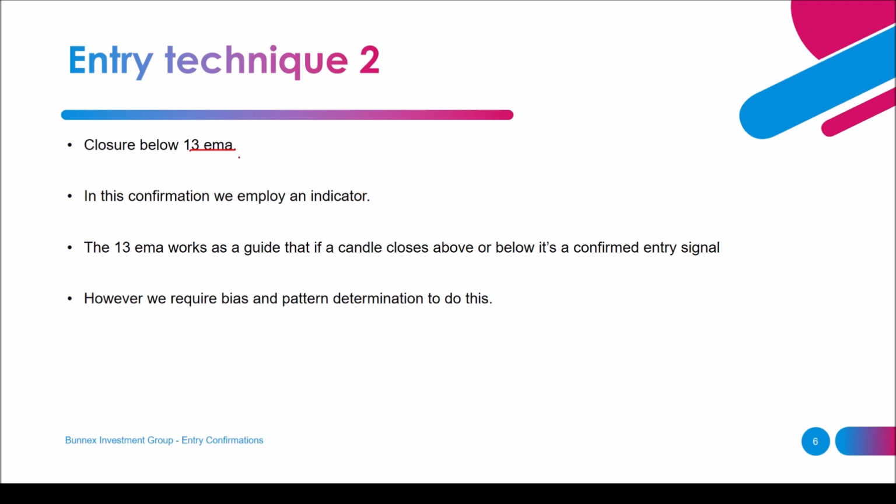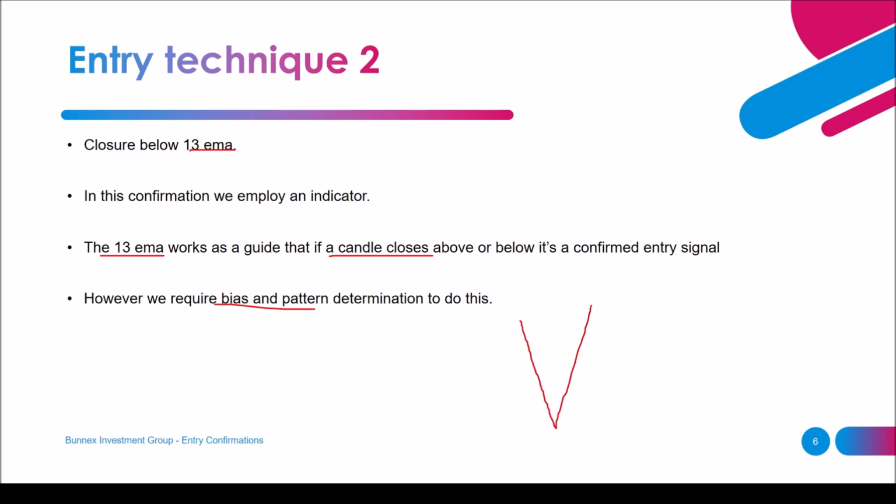Then the second entry technique is actually the closure below or above the 13 EMA, and in this confirmation we employ an indicator which is a 13 exponential moving average, and the 13 EMA works as a guide that if a candlestick closes above or below, it's a confirmed entry signal. However, we also require bias and pattern determination to do this. So the first thing as always is bias. Then from bias, we need to find the pattern, and then this is when the entry confirmation comes in.